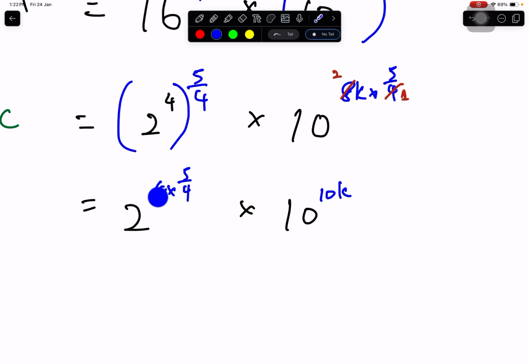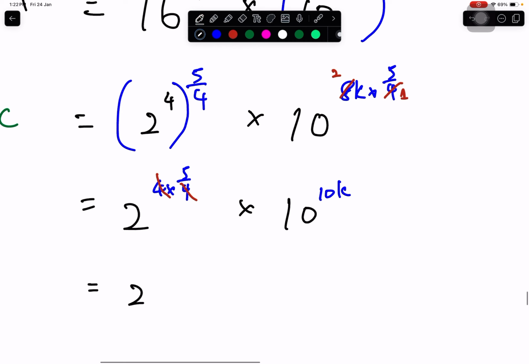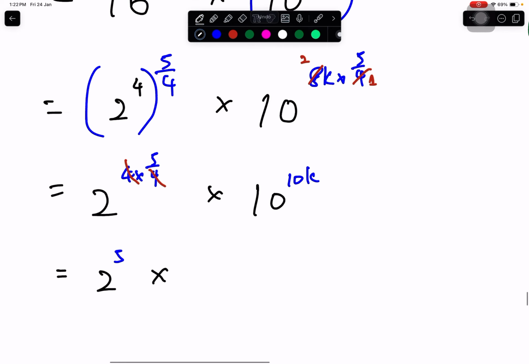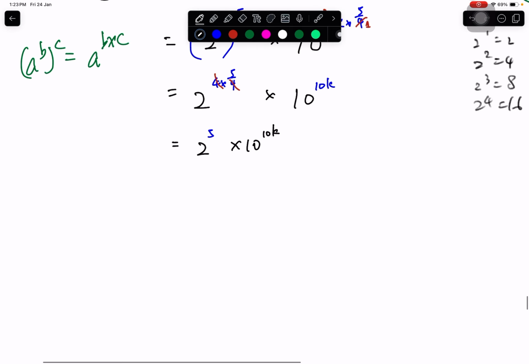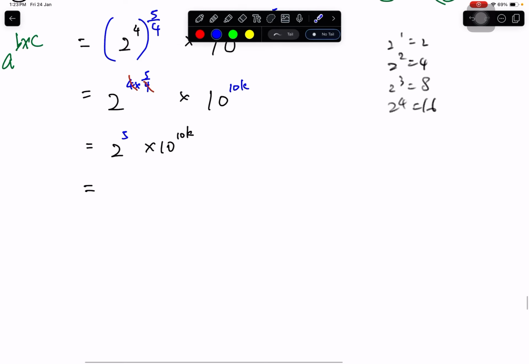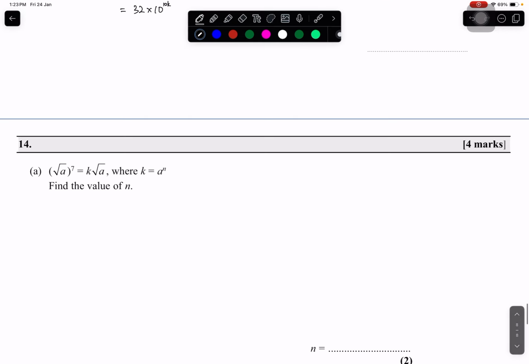And here, 4 times 5 over 4, you will cancel these two out, as 2 to the power of 5, which is 2 to the power of 5 times 10 to the power of 10k. Okay? So, yeah, our answer in standard form is like this. Or if you want to separate the 2 to the power of 5, we can continue the list, which is 2 to the power of 5, which is 16 times 2, that's 32. So our answer is 32 times 10 to the power of 10k. Okay?